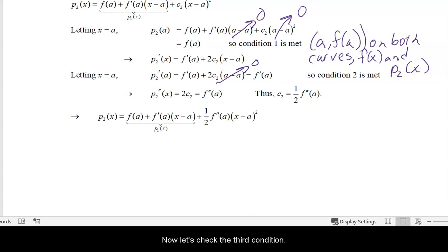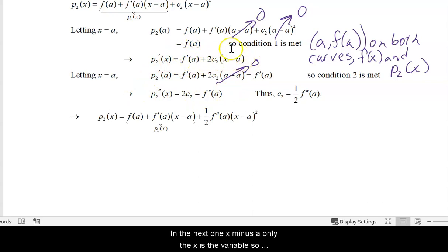Now let's check the third condition. The third condition is that the second derivative of both functions at a, f of a, must also be the same. Let's take the derivative of this line, representing the first derivative of p sub 2, to get the second derivative of p sub 2. Since the first term is a constant, the derivative again is 0.